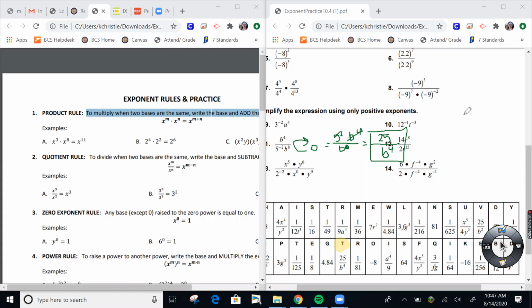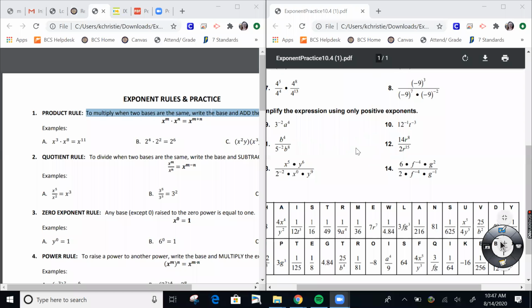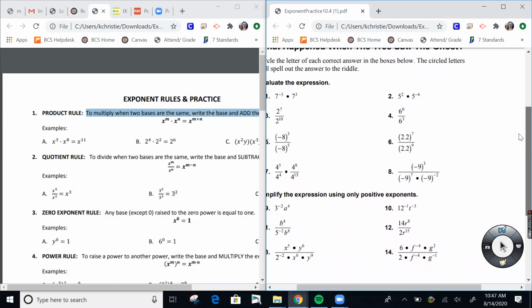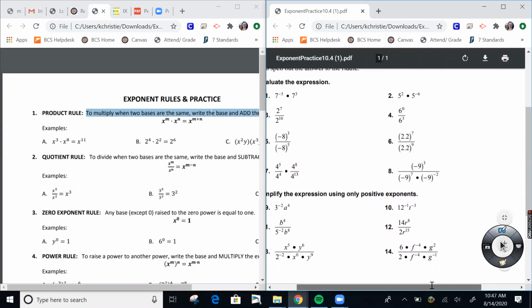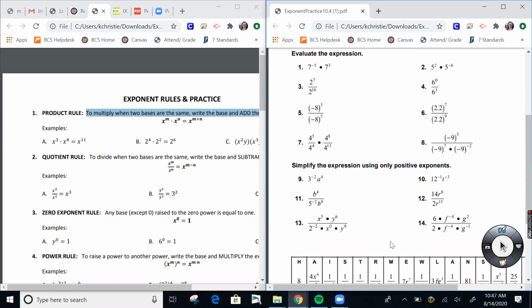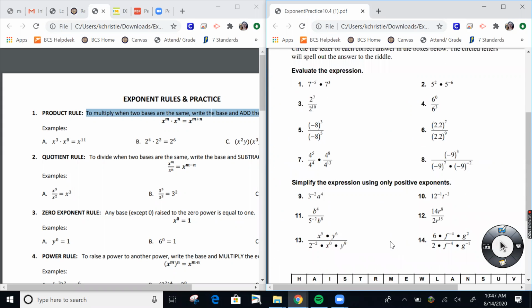If you've got any questions over this, I know it's going to be a challenge. These are pretty difficult problems. There's not too many of them, but they are a little bit longer to do. So if you've got any questions, please just email me. I am more than happy to help you out to figure out this worksheet. I've got 3 of them done for you. So you have 11 left.